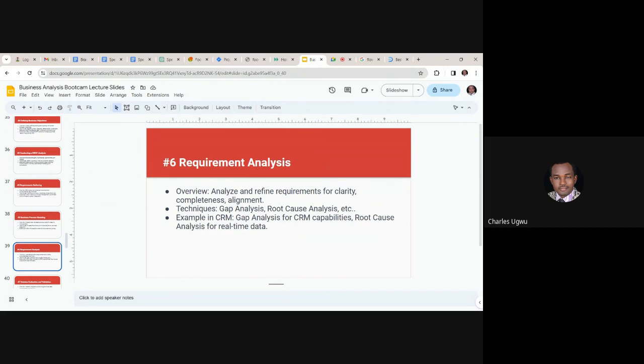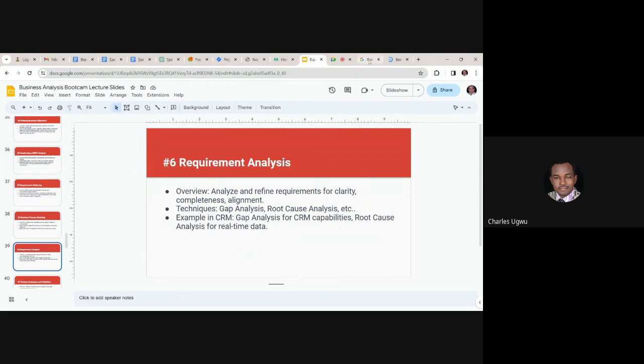Then we have what we call root cause analysis. If you have a problem in an organization they need to solve, you don't just jump into the problem. You need to carry out a root cause analysis to find out the root cause of the problem. So many times we use what we call a fishbone diagram to carry out this root cause analysis.